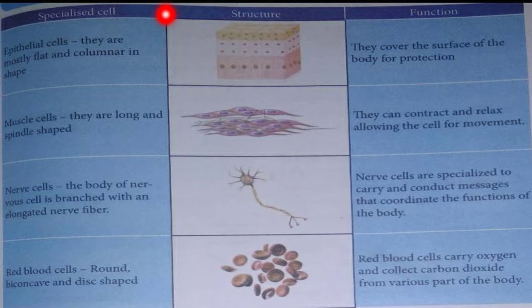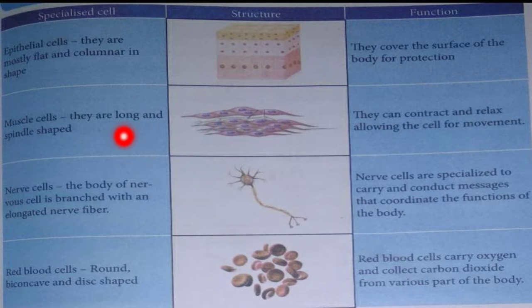Next, specialized cells and their structure and function. Here are the specialized cells. First one, you see the epithelial cells. They are mostly flat and columnar in shape. So what is the function? They cover the surface of the body for protection, and are called epithelial cells.